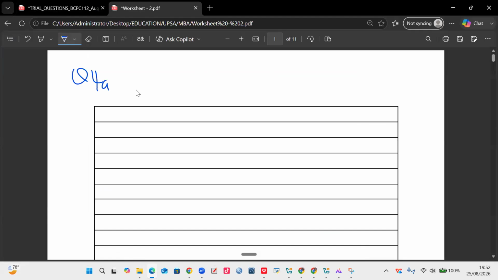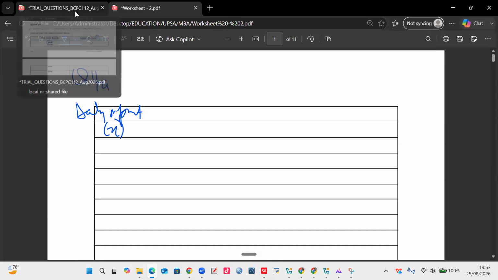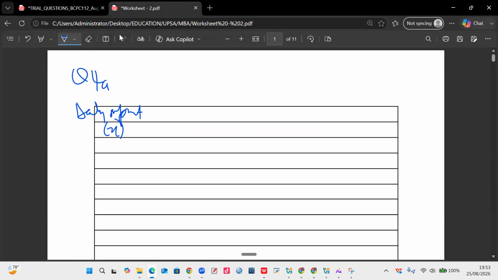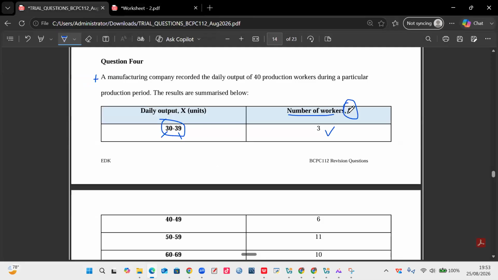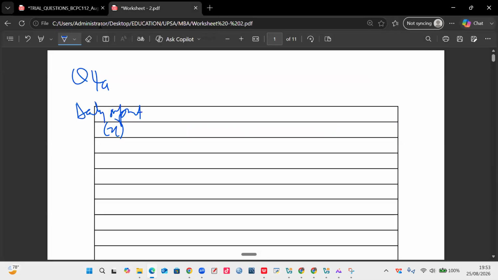Question 4A. So we repeat the same table. Now the column on the left is daily output, X. So we'll say daily output. Can you see what I'm writing? Yes, please, we can see clearly. Okay, daily output X. Then we go to number of workers, F. It's not difficult. Or if you wish, you can just write X and F. That will make it easier.